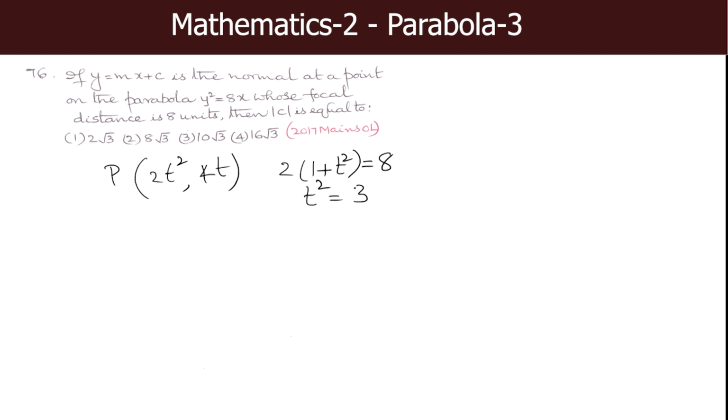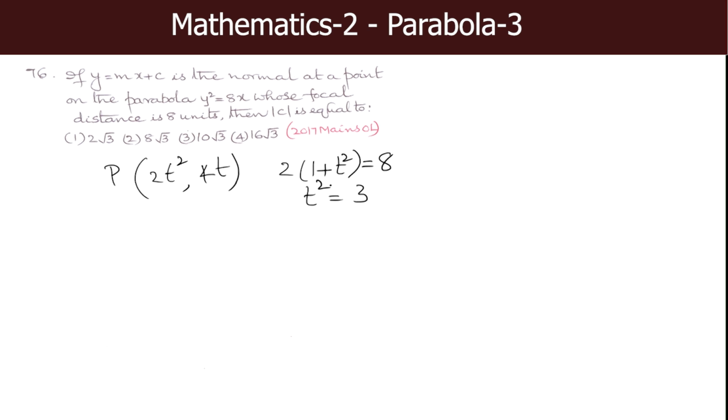Okay. Therefore, t² equal to 3 gives the point P. The focal distance is 8 units. So, this is 2 into (1 plus t²); a into (1 plus t²) is the focal distance of the point, which is equal to 8. 1 plus t² is 4, so t² equal to 3.